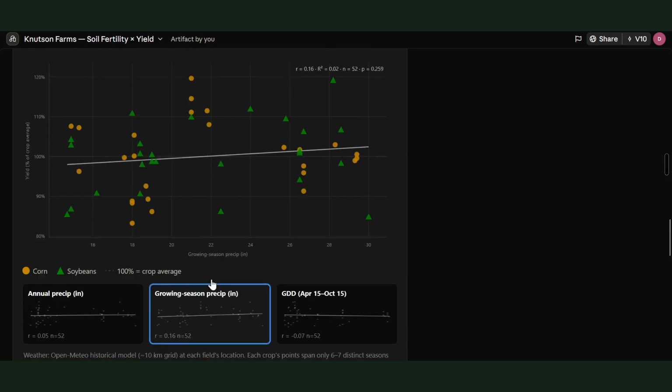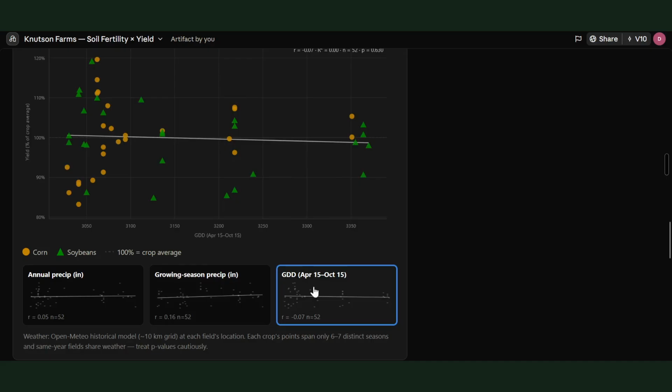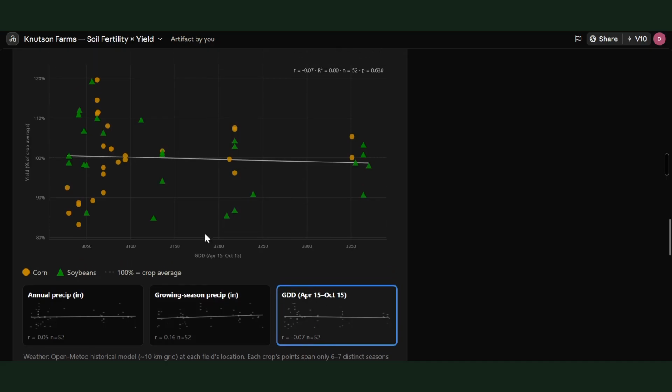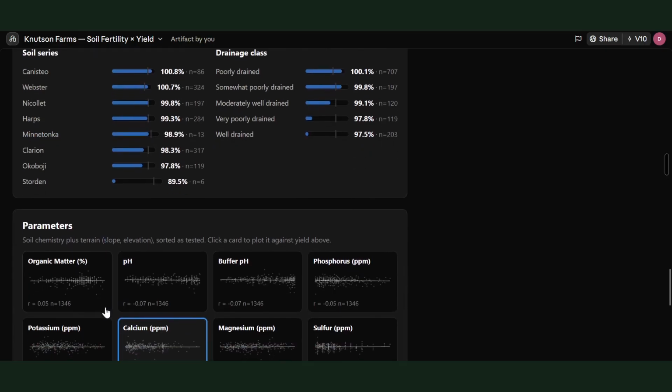Now, I also had growing season precip per field, and there's a pretty clear trend here that the more water you get, generally the better it is. I also mapped GDDs. There's a slight downtrend. That probably just means that you got less rain in the year because rain brings in cooler temps. So that's probably why that is.